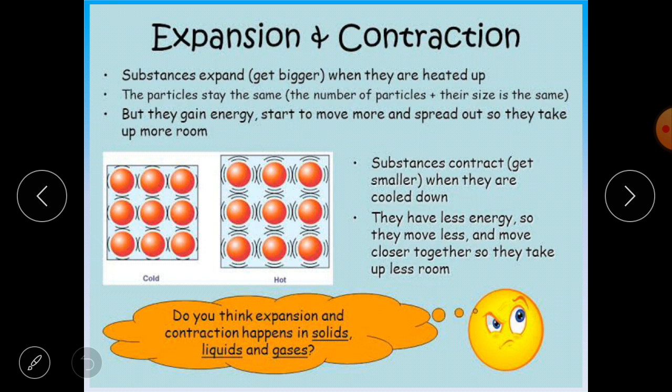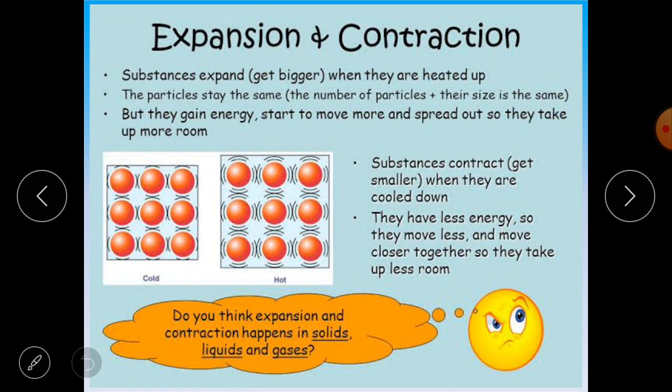What is the term expansion and contraction? Substances expand when they are heated up. The particles stay the same, that is, their number and their size remains the same, but they gain energy, start to move and spread out, so they take up more space.